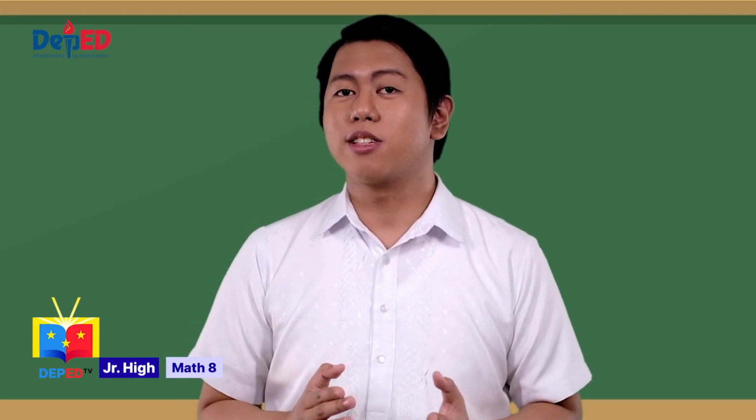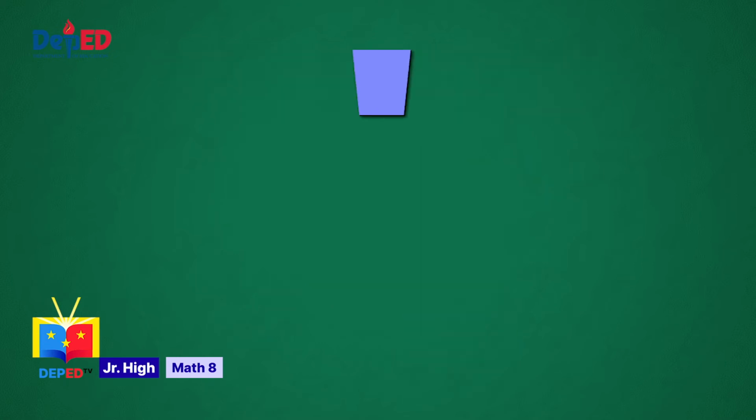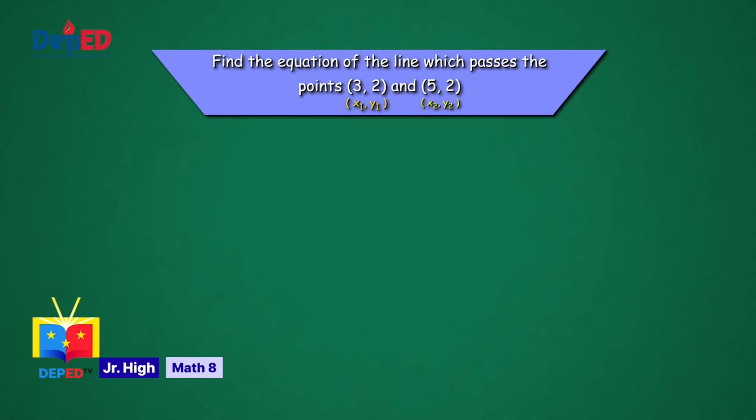By the distributive property, we will multiply 3/2 to the terms inside this group. So this can be simplified as y minus 3 equals 3/2 x plus 3. And then by the addition property of equality, the equation of the line in its slope-intercept form is y equals 3/2 x plus 6.